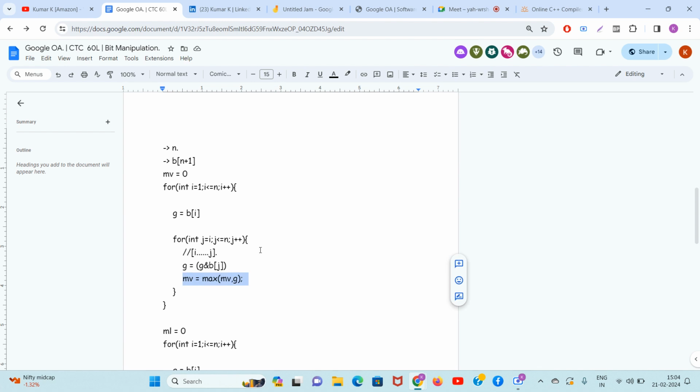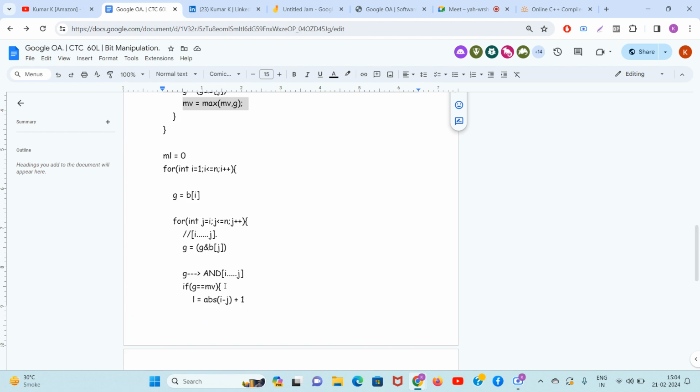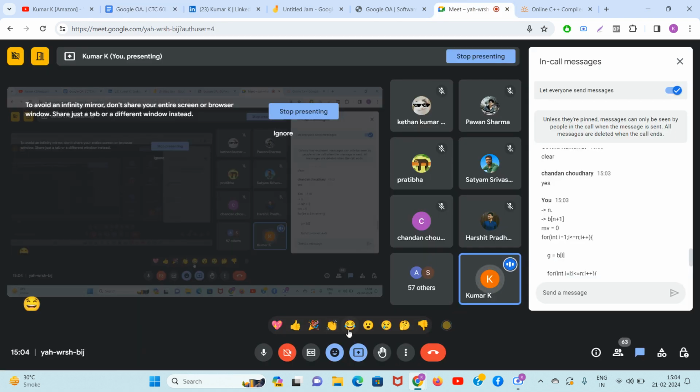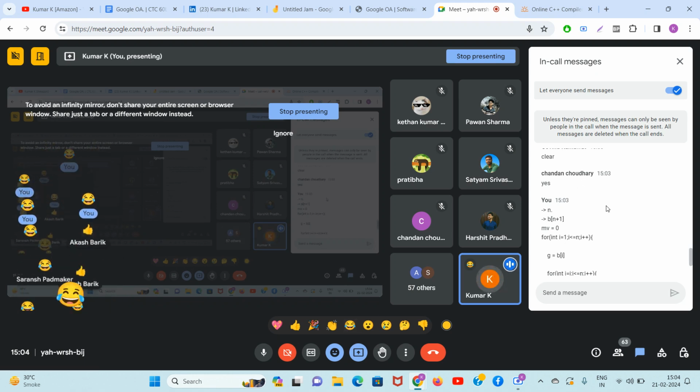But who would take so much headache, so I directly made the second two for loops. Clear guys? I don't like to do lots of engineering in the coding problem, so I prefer the easy way. Okay, I don't like engineering. Clear? Yeah.